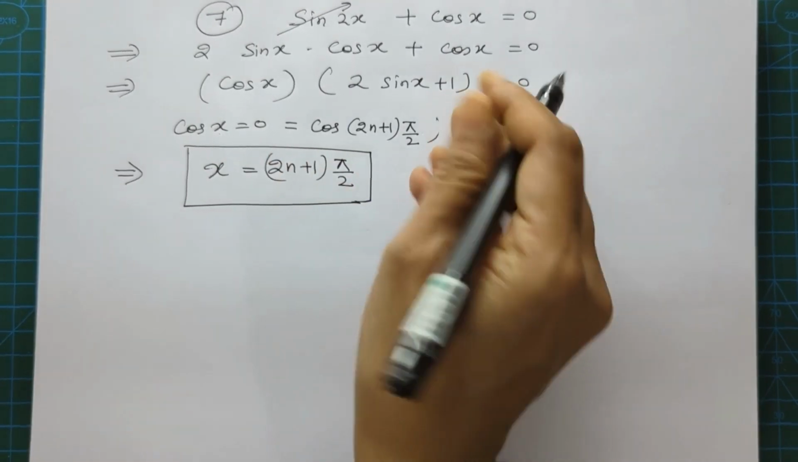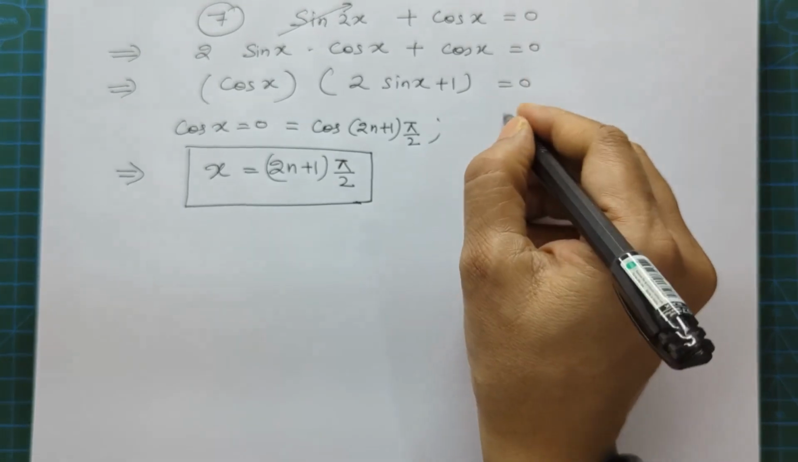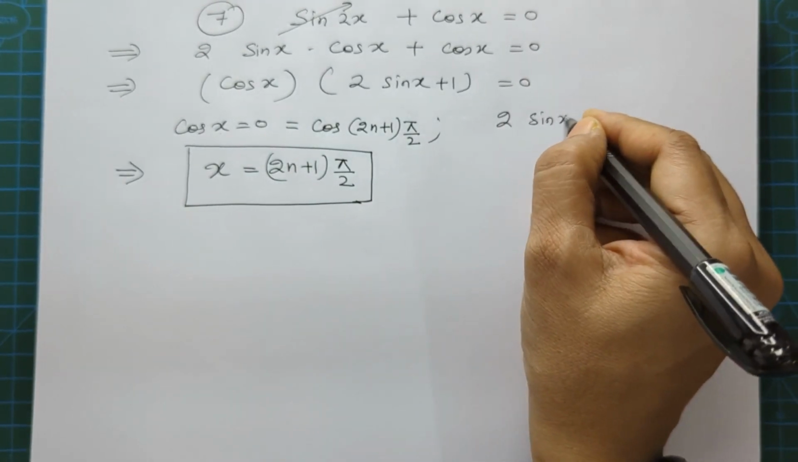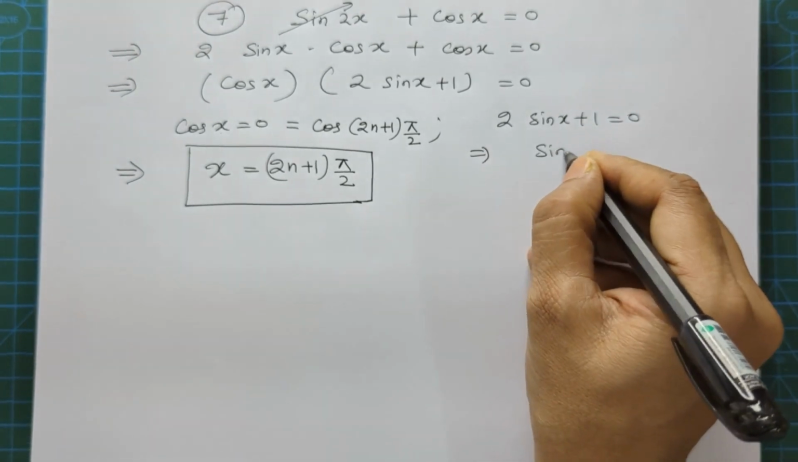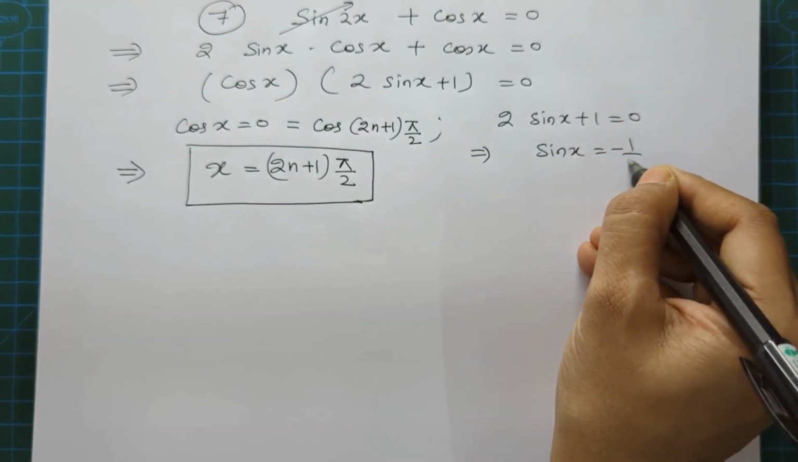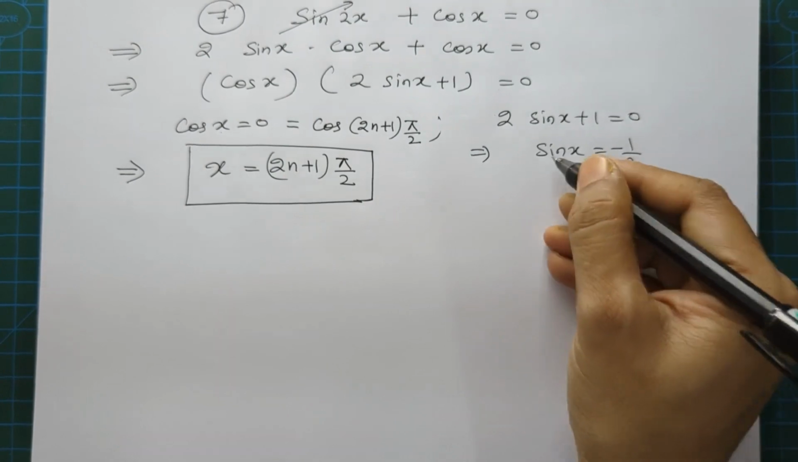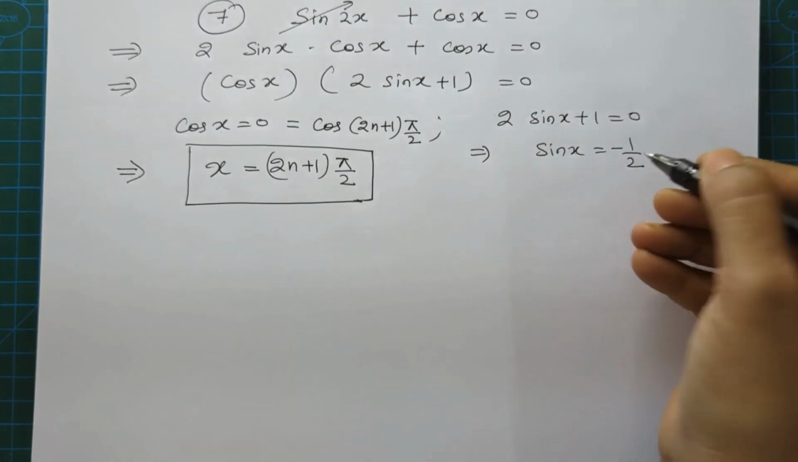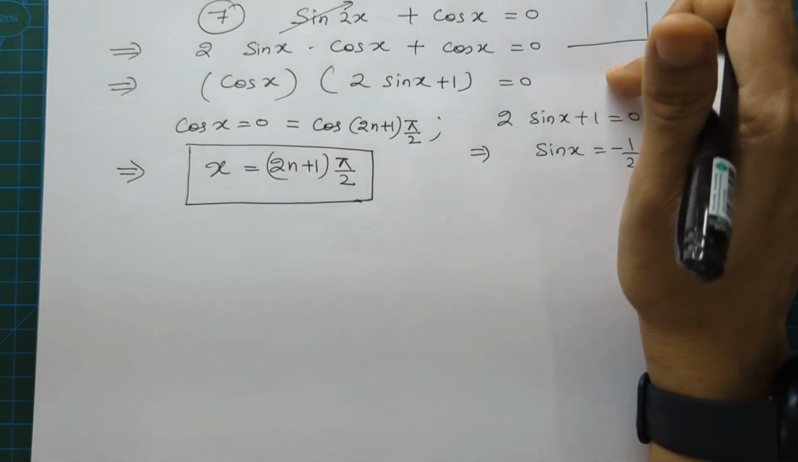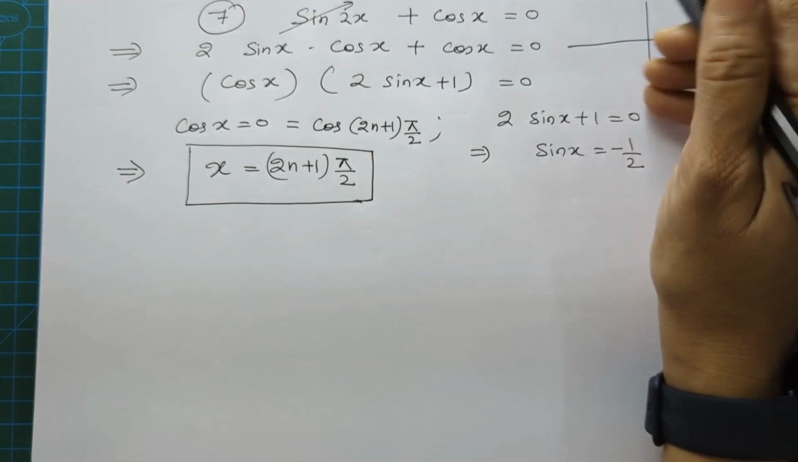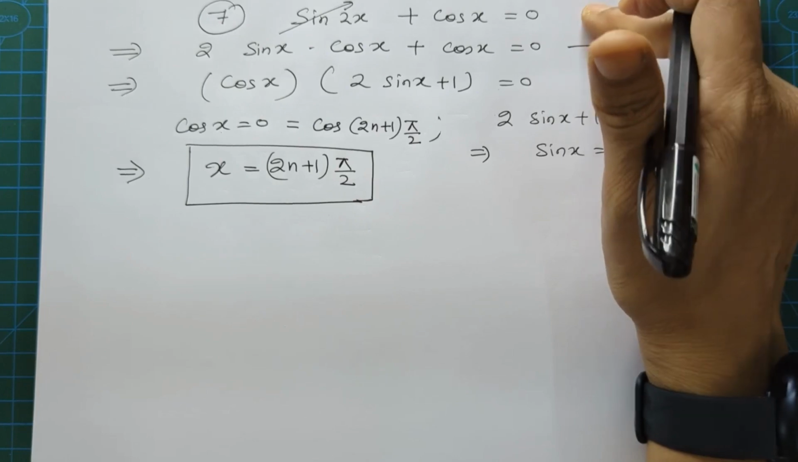Then we have one more factor which turns 0, that is 2 sin x plus 1 is 0. That implies sin x is negative 1 by 2. We have to think about sine of which angle is a negative number. Sine is negative in third quadrant and in fourth quadrant. Sine is positive in the second quadrant.